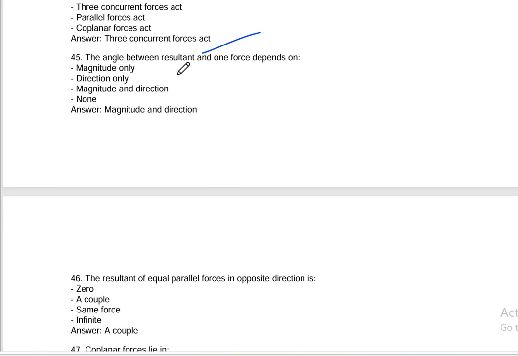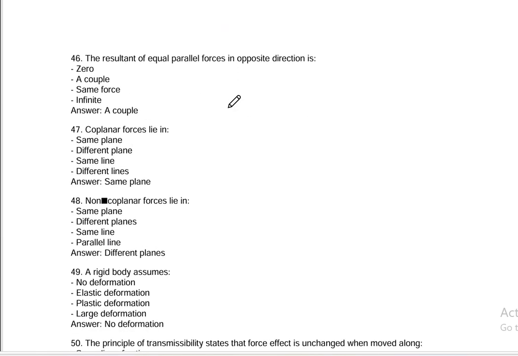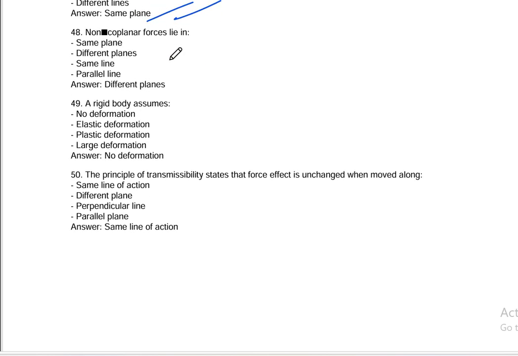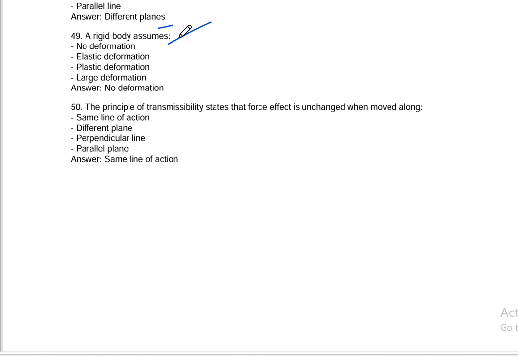Question number 45. The angle between resultant and one force depends on magnitude and direction. 46. The resultant of equal parallel forces in opposite directions is a couple. 47. Coplanar forces lie in the same plane. 48. Non-coplanar forces lie in different planes. 49. A rigid body assumes no deformation.